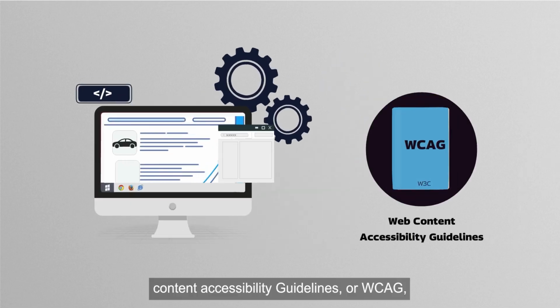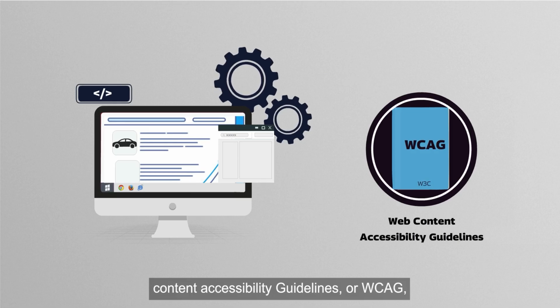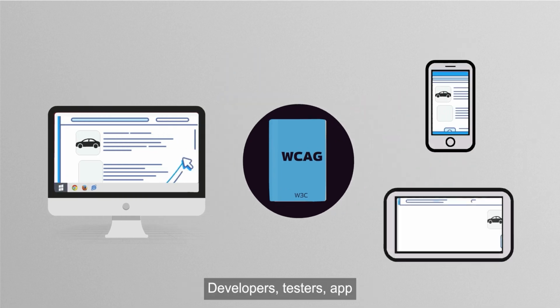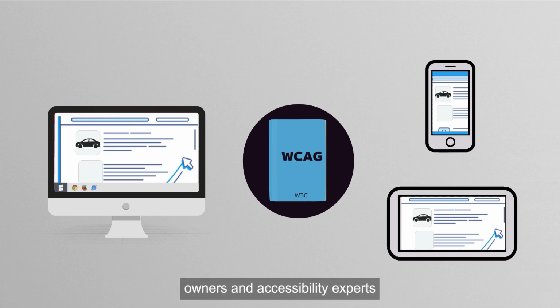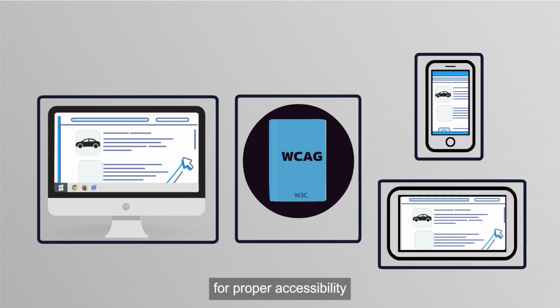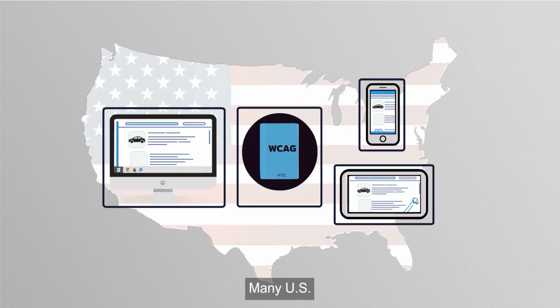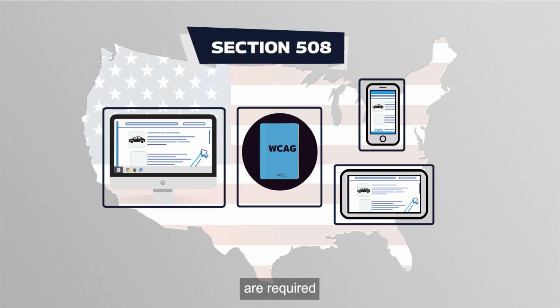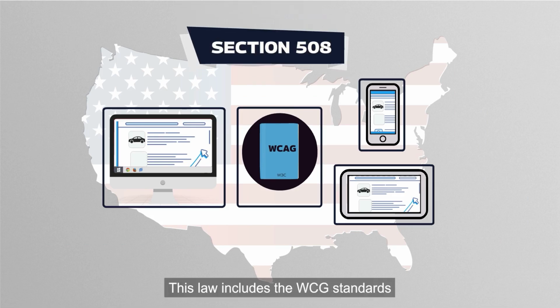The Web Content Accessibility Guidelines, or WCAG, published by the W3C, is the standard rule set that defines what makes a site accessible. Developers, testers, app owners and accessibility experts from around the world rely on these standards for proper accessibility testing direction. Many U.S. federal government agency sites and apps are required by law under Section 508 to be accessible. This law includes the WCAG standard.